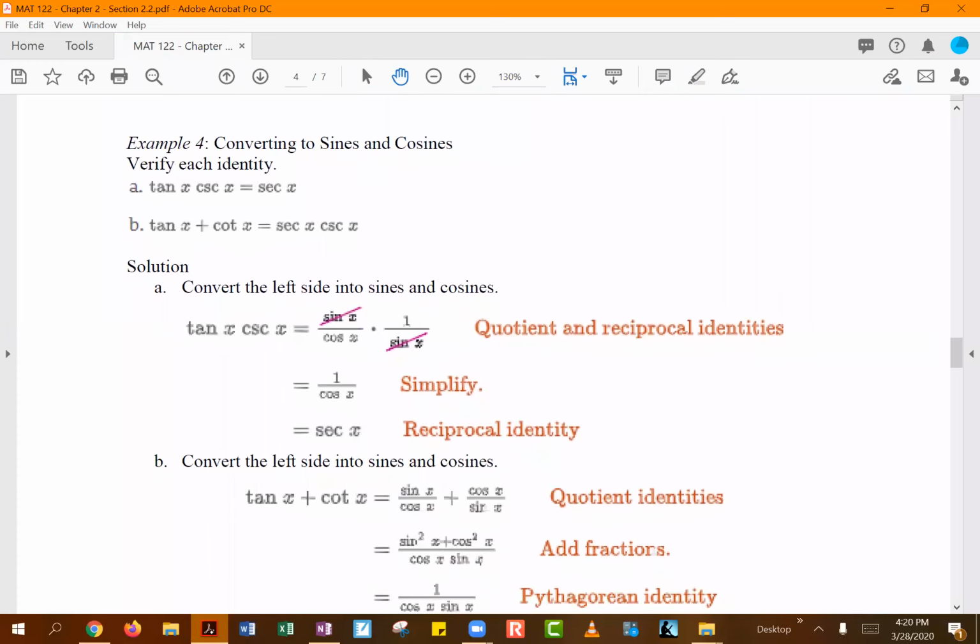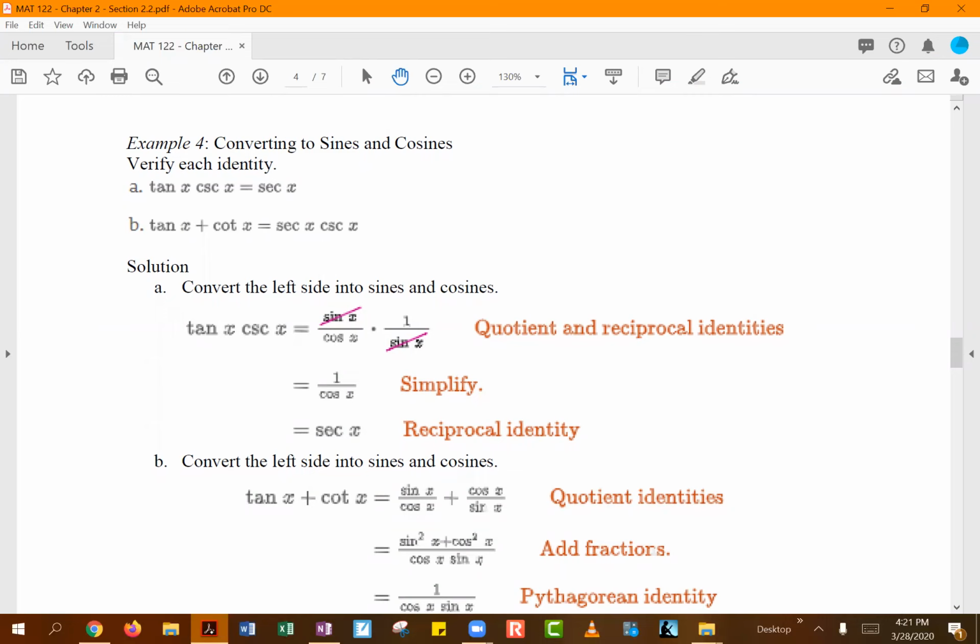Okay, let's look at example 4 here now. So example 4 is basically going to be the approach where we try to convert our functions into sine and cosine functions and then see how that will help us verify these identities.